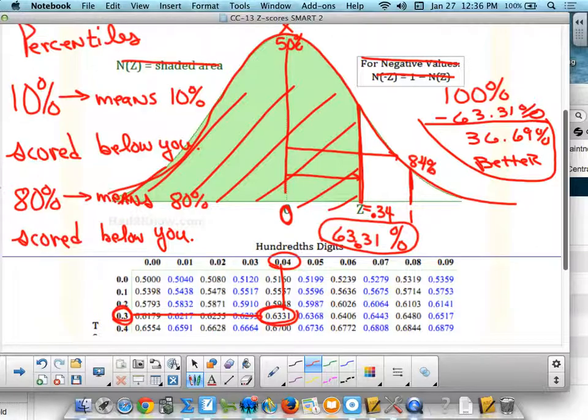What is average? It's the middle, 50%. Half the people did better than average, half did less than average. It's just a divider. If you get exactly 50%, you're average. If your z-score is 0, guess what? You scored better than what? Better than 50%. A z-score of 0 means you did better than 50% of the people.